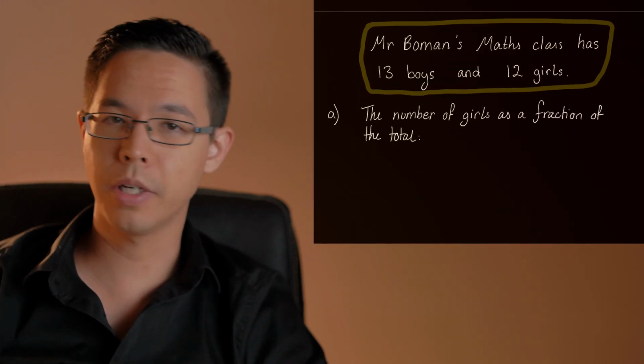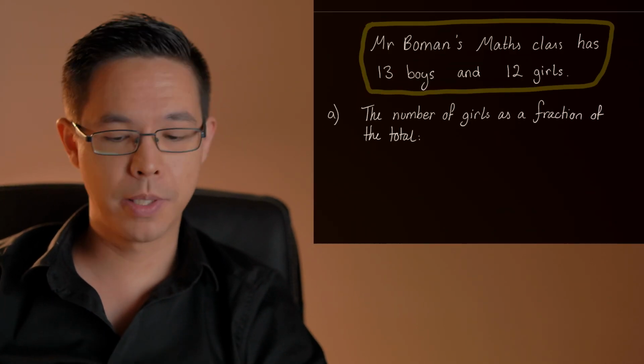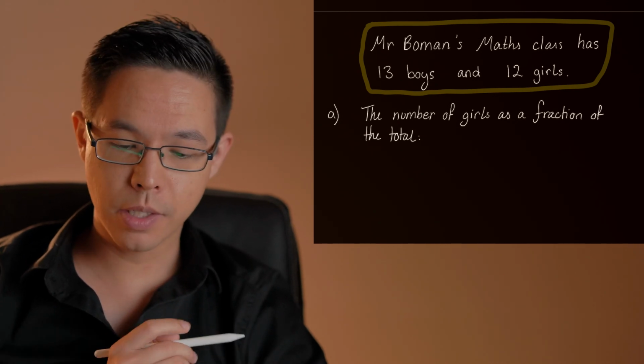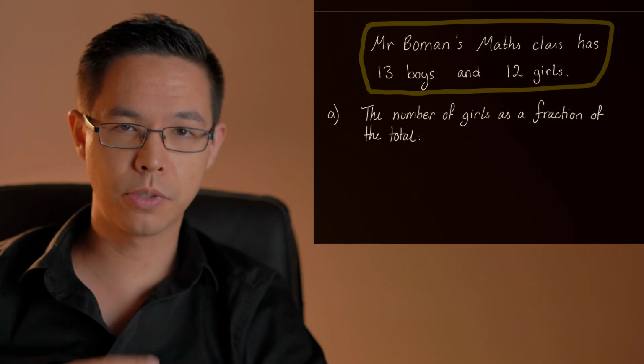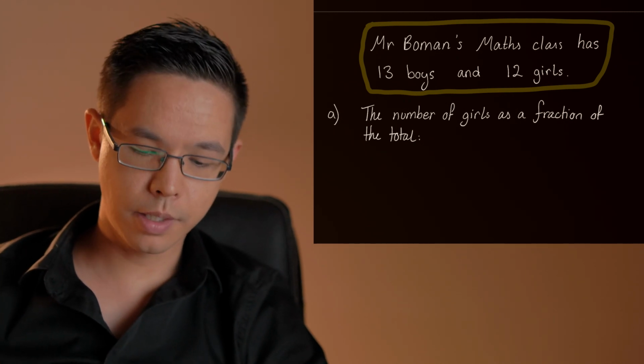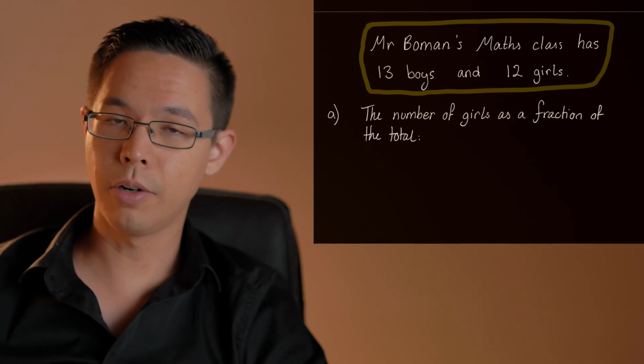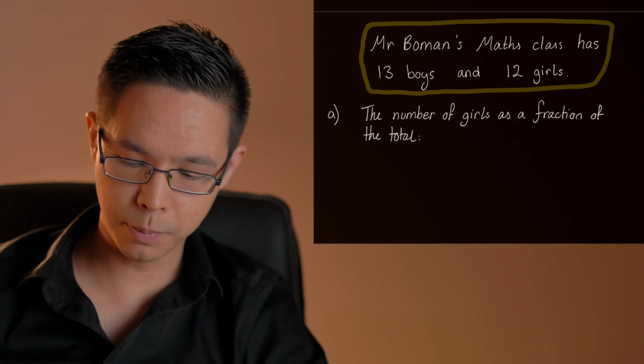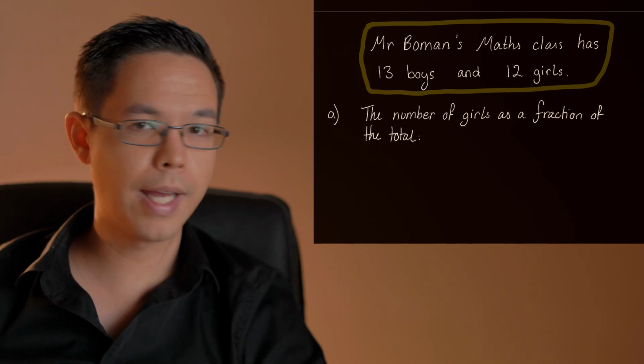In this example here, I've got some made up numbers. Mr. Bowman, that's me, Mr. Munn's maths class has 13 boys and 12 girls, and I've got a couple of word-based questions here. Write out the number of girls as a fraction of the total. So fraction form, I need to figure out 12 out of how many.